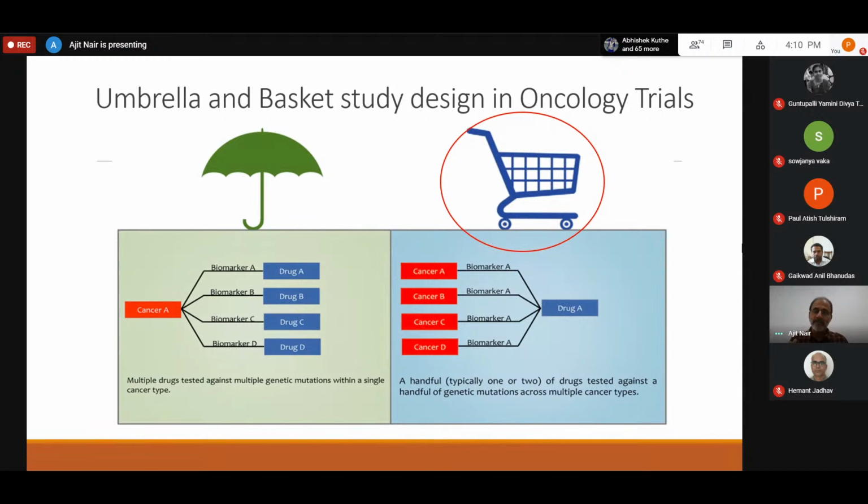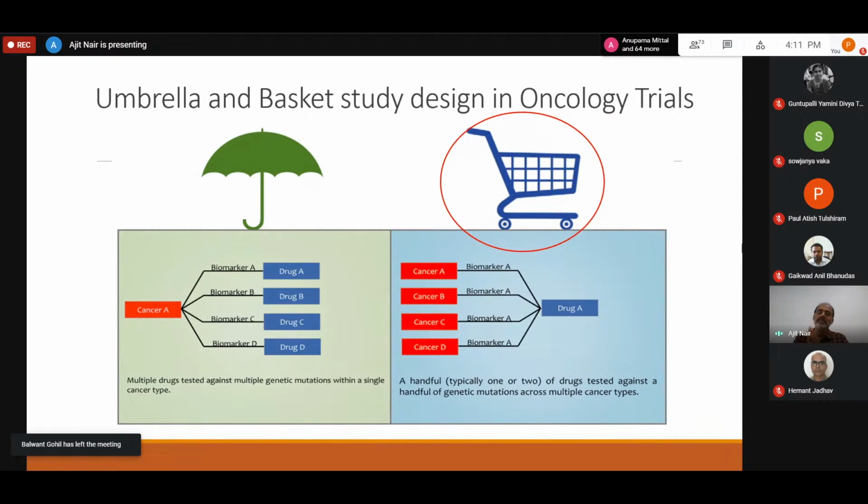If you look at basket trials, the essential aspect of a basket trial is that you basically have a drug which particularly targets a certain protein or a certain enzyme. And this drug will target multiple cancer types in which the expression of the protein is abnormal. For example, for cancer A, B, C, or D, you will evaluate your drug in all these types of cancers which show an overexpression of that particular protein.